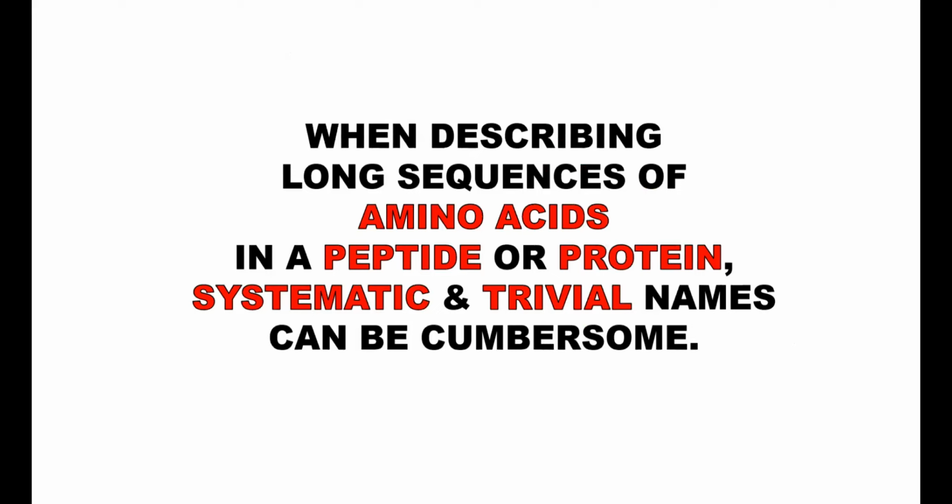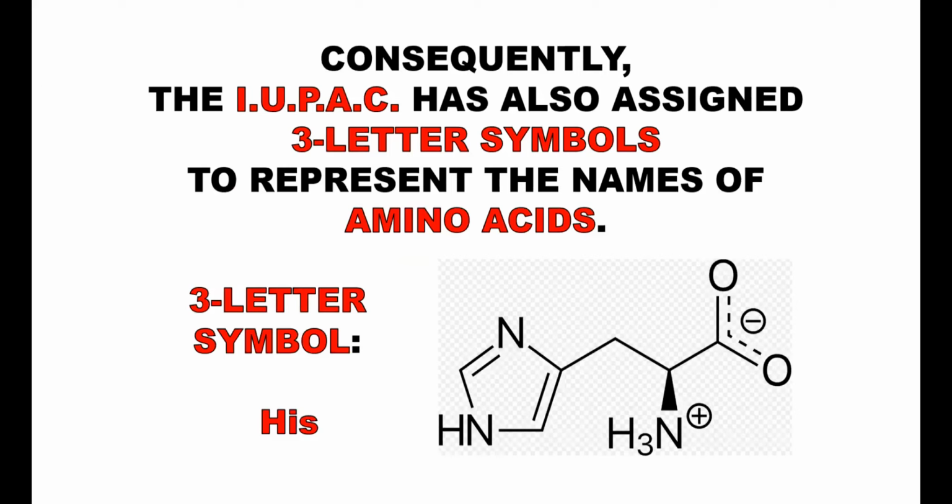When describing long sequences of amino acids in a peptide or a protein, these systematic and trivial names can be cumbersome. Consequently, the IUPAC has also assigned three-letter symbols to represent the names of amino acids. So the same structure that I have been showing you has a three-letter symbol, capital HIS, the first three letters of the trivial name histidine.